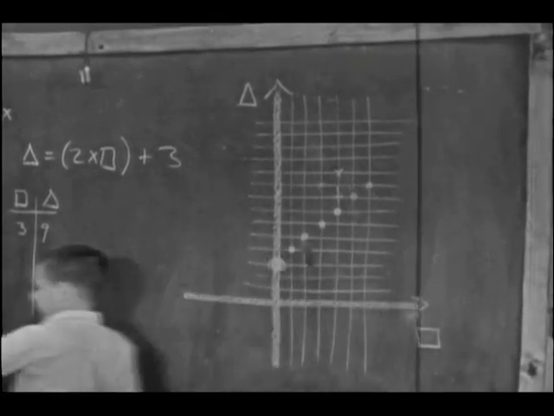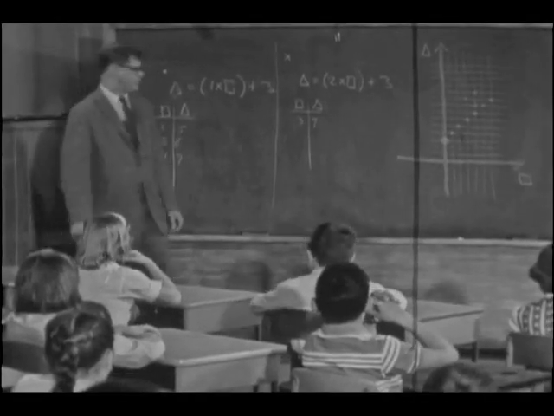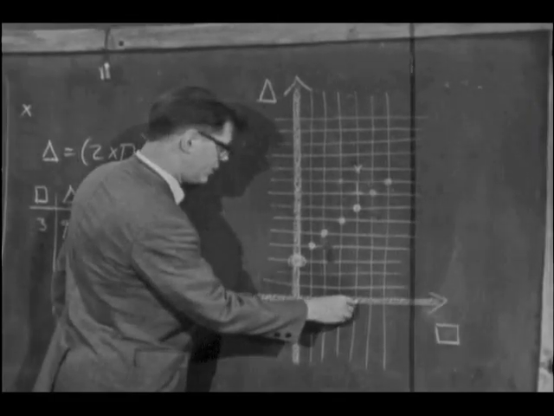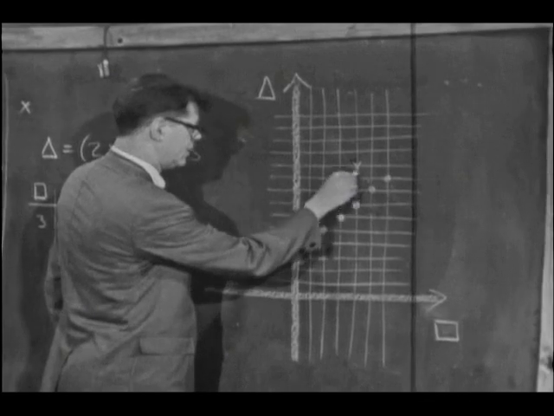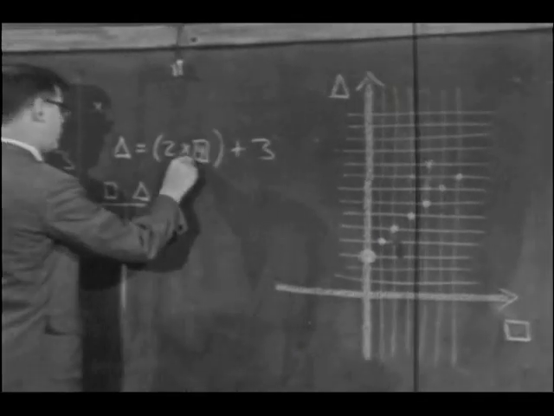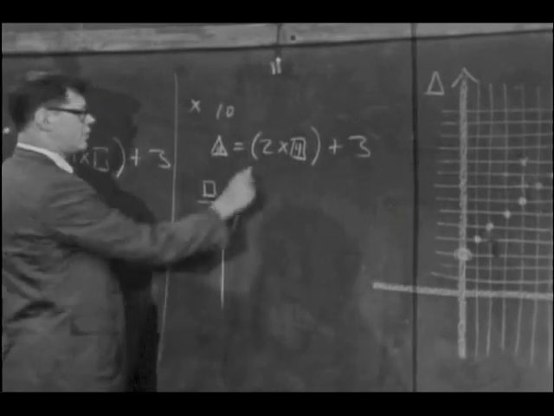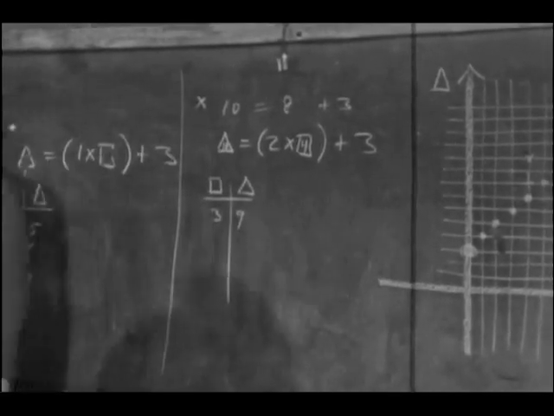Okay, thank you. How about it? Do you think that's shrewd? I think it's shrewd. Let's see if it works. 1, 2, 3, 4. 1, 2, 3, 4, 5, 6, 7, 8, 9, 10. 4 and 10. It says 10. Put 10 there. 10 equals 2 times 4, 8, plus 3. True or false?